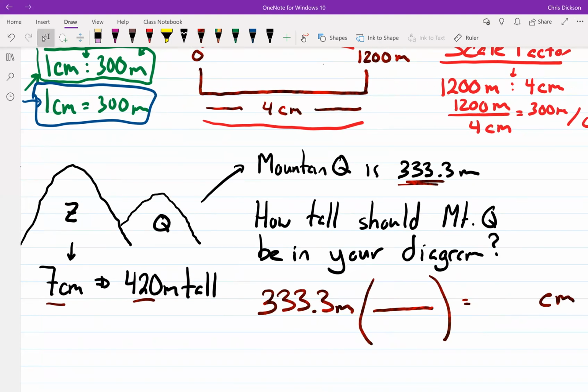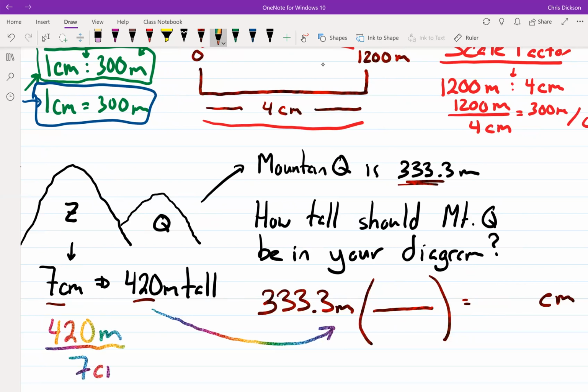So some guiding things to help you with this: think about what units you'd want to get rid of and what units you're trying to go towards. And what you'll see is scale factors are no different than conversion factors from last week. They're actually exactly the same thing. So how would you put that information in there to get your result? Well, you could do a couple things. You could take the 420 meters and divide by 7 centimeters. And that's one way to do that.